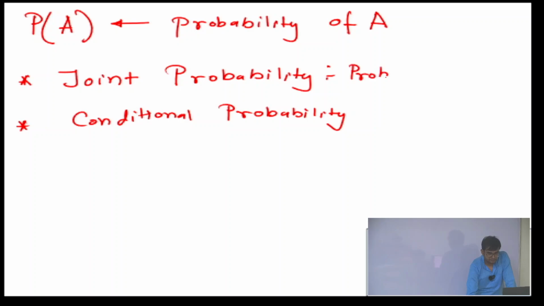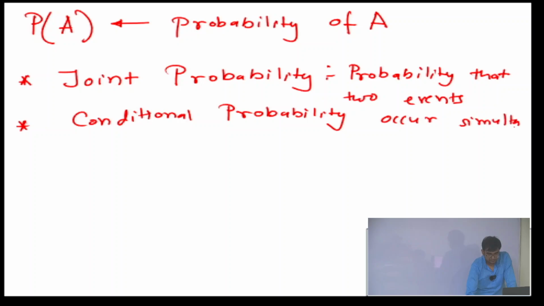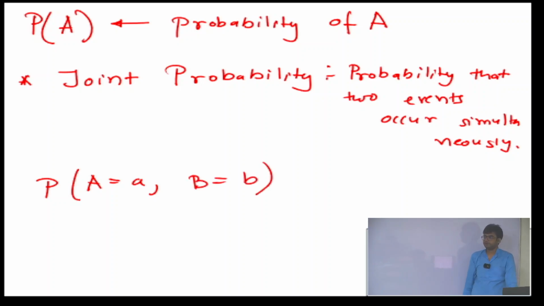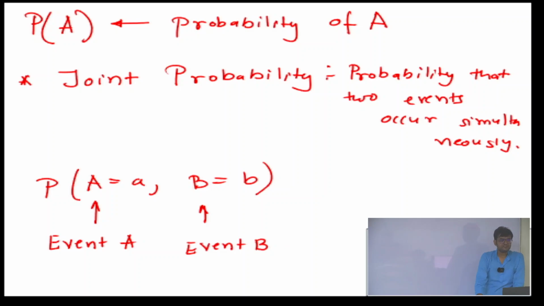This is the probability that two events occur simultaneously. So, joint probability is the probability that two events occur simultaneously, and this is represented as probability, let us say, A is equal to small a, B is equal to small b, where capital A is the first event A, and this is event B. I am just taking two events. You can take n number of events, where n can take any value, there is no limit on the number n, but for simplification this is how we write it.